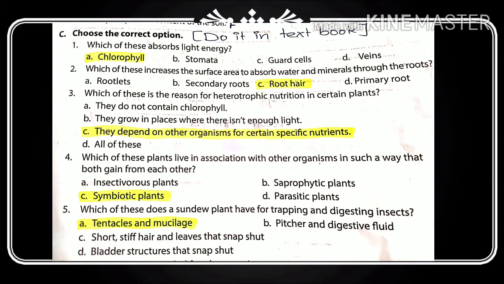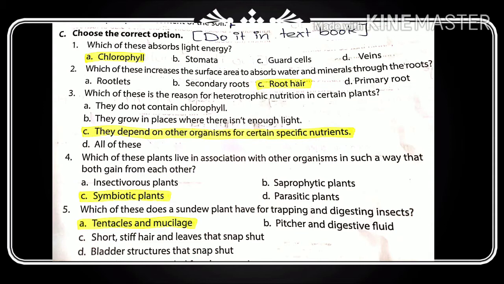It is chlorophyll. So the correct answer is A, chlorophyll. Second is, which of these increases the surface area to absorb water and minerals through the roots? For this you have to refer to the root system. Here options are given: rootlets, secondary roots, root hair and primary roots. So which is the smallest structure that comes in contact with the soil? Recall that point. So the answer you will get is C, root hair.